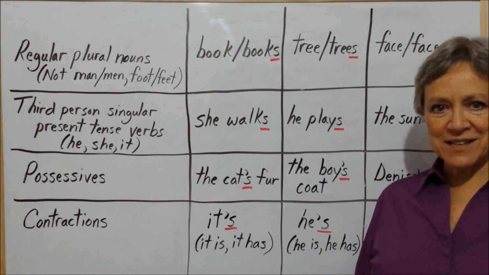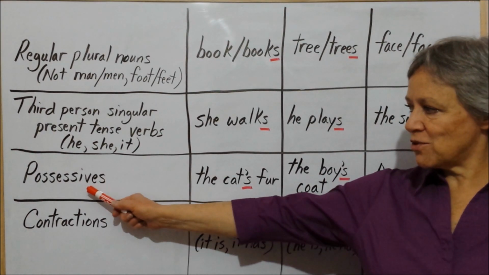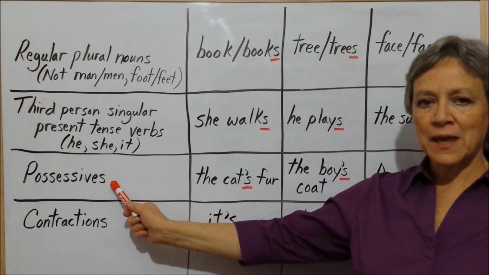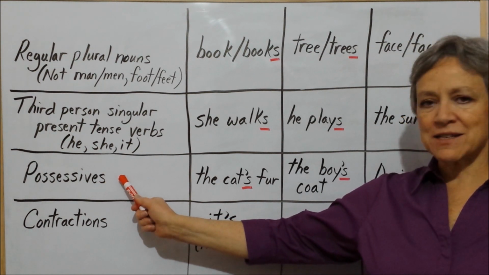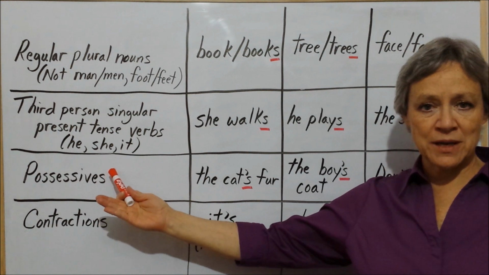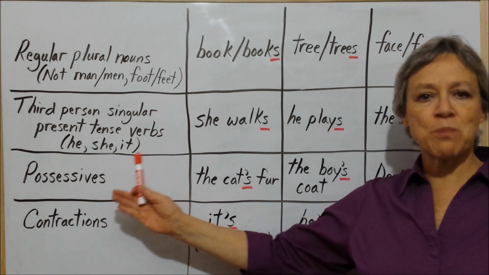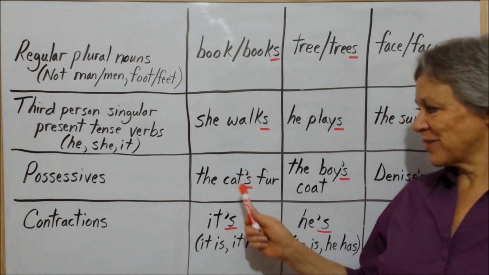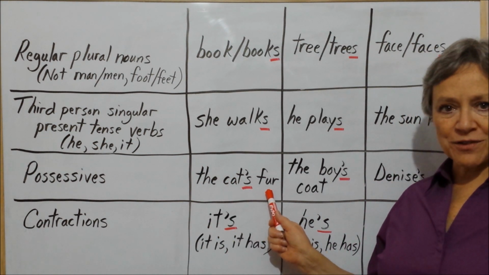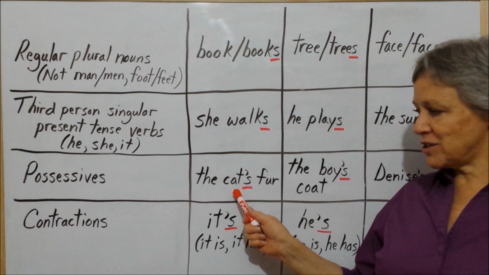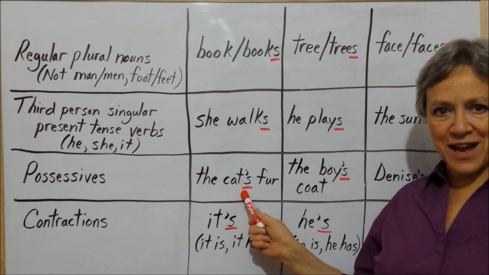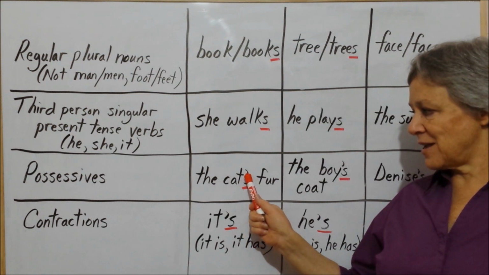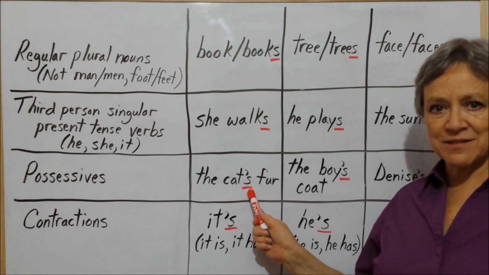Another case when we add S to the end of words is for possessives. And that means that something belongs to somebody or something, or it is part of somebody or something. Here are some examples. The cat's fur. So this is the fur which is on the cat, which belongs to the cat. So I've had to add an apostrophe and the letter S.